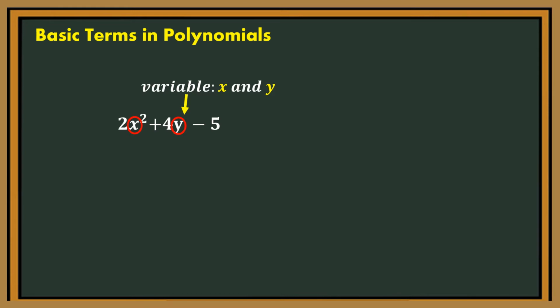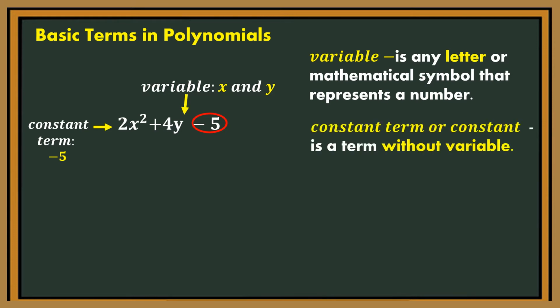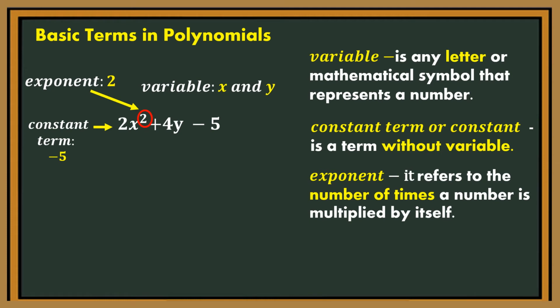So what is a variable? A variable is any letter or mathematical symbol that represents a number. The constant term, or we just call it constant, that is -5. So what is a constant term? A constant term or constant is a term without a variable. Exponent, that is 2. So what is an exponent? An exponent refers to the number of times a number is multiplied by itself.